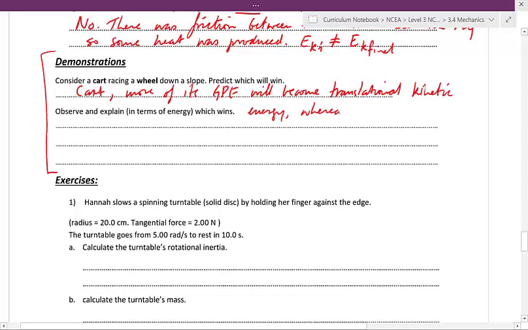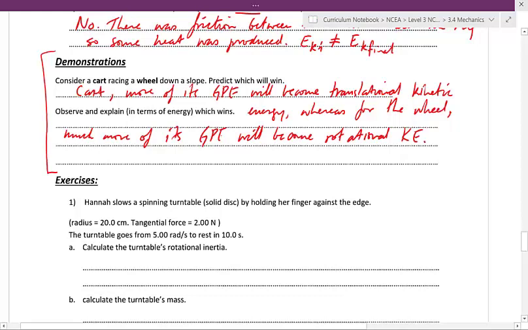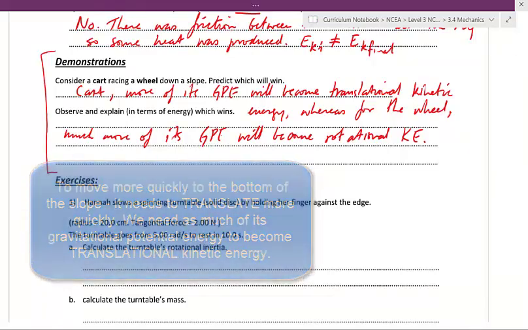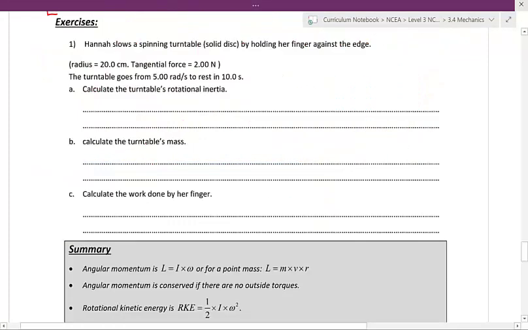Whereas for the wheel, much more of its gravitational potential energy will become rotational kinetic energy. And the rotational kinetic energy doesn't contribute to the forwards motion, because when something rotates, there's just as much moving backwards as there is moving forwards, so it's not going to cause the wheel to move forwards any faster.